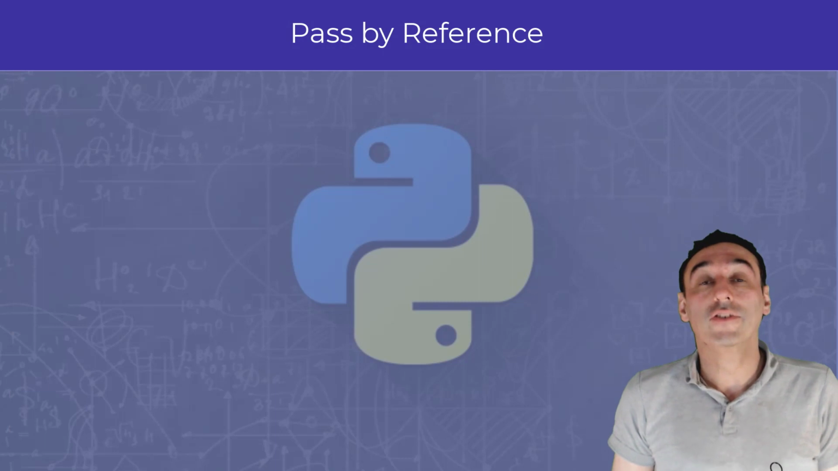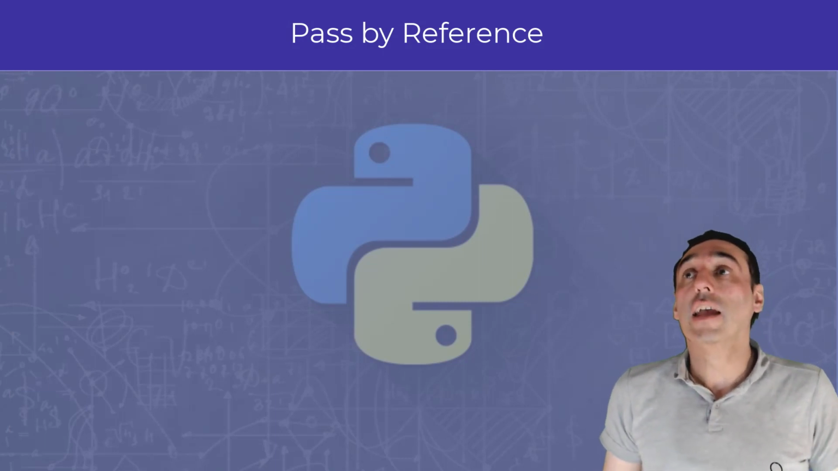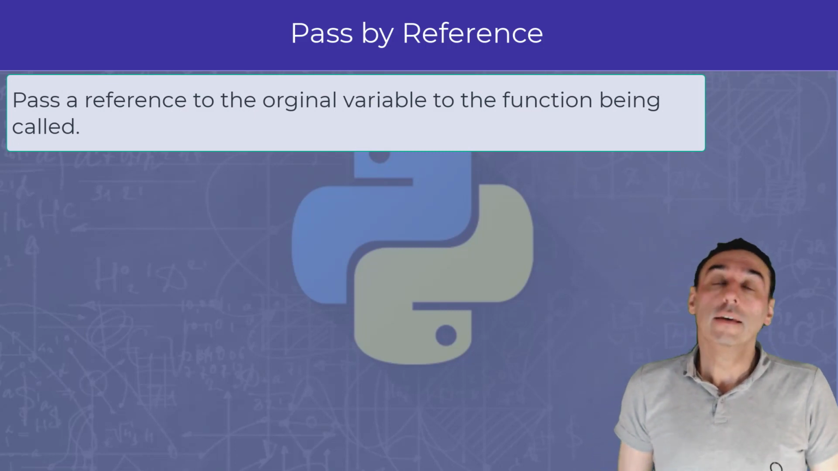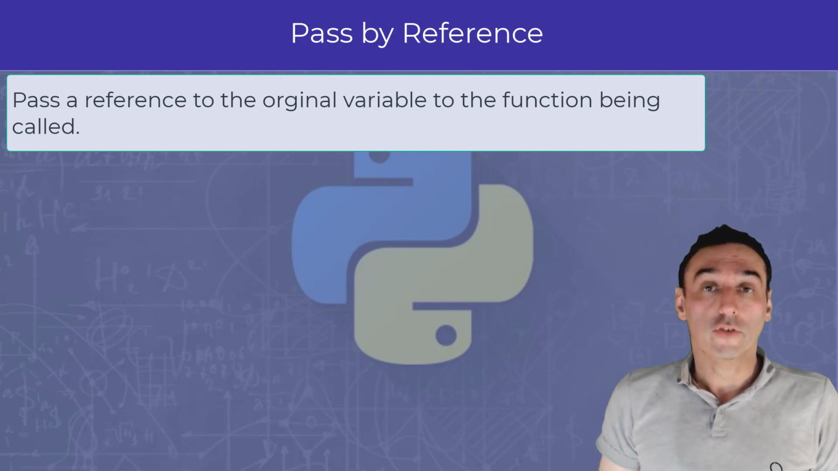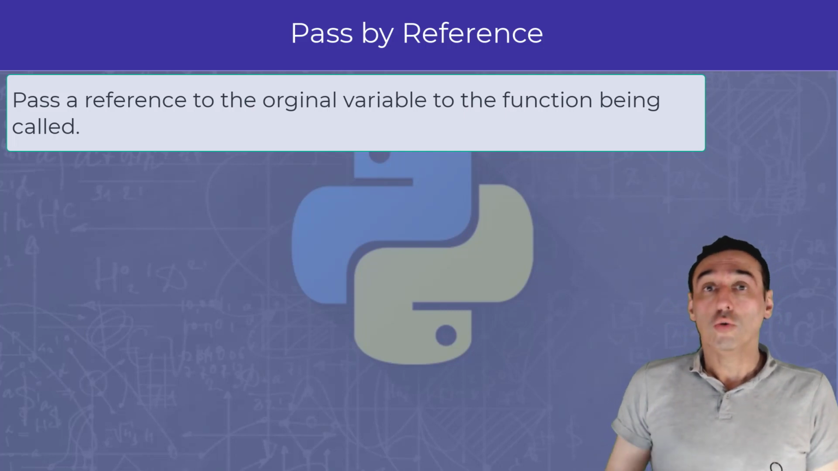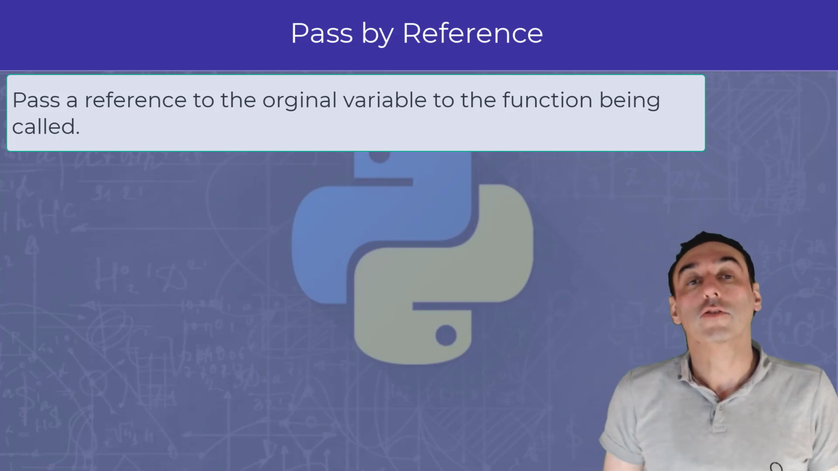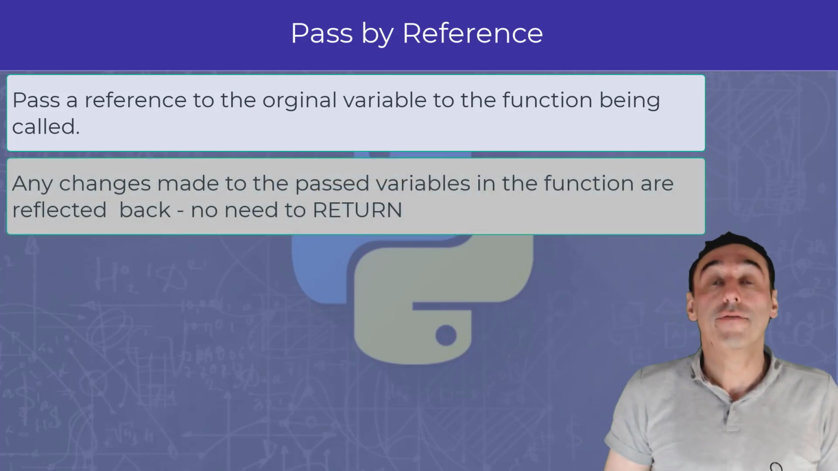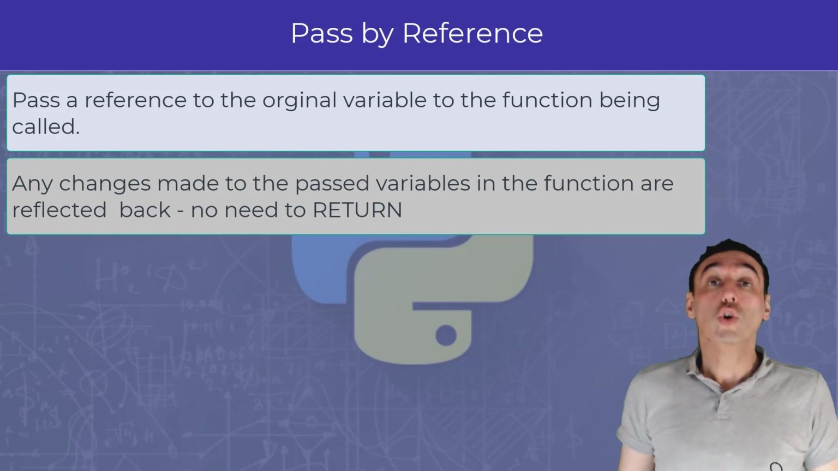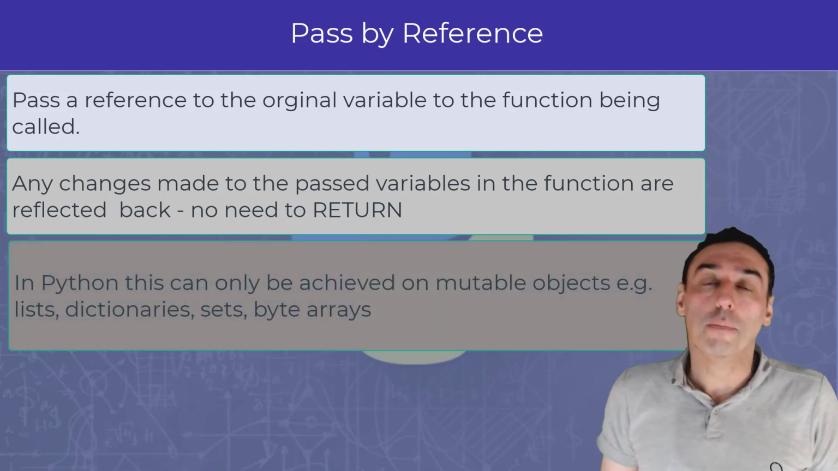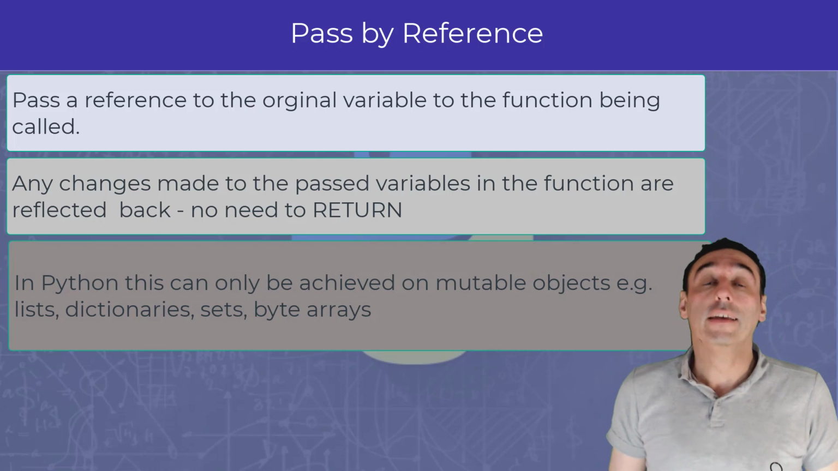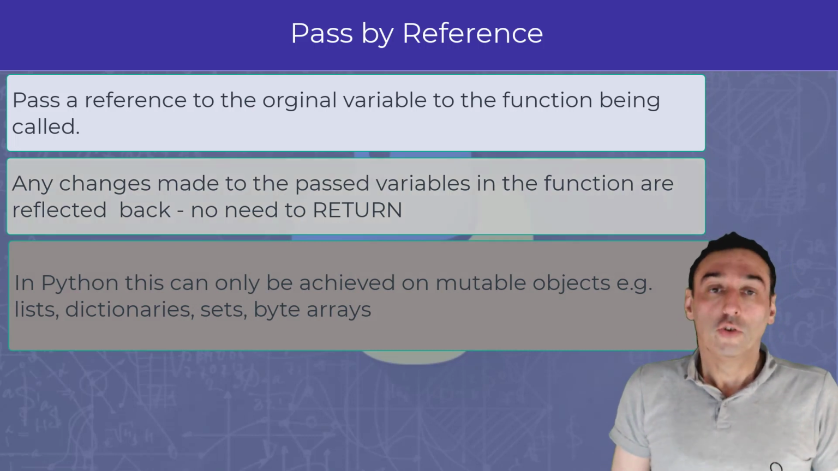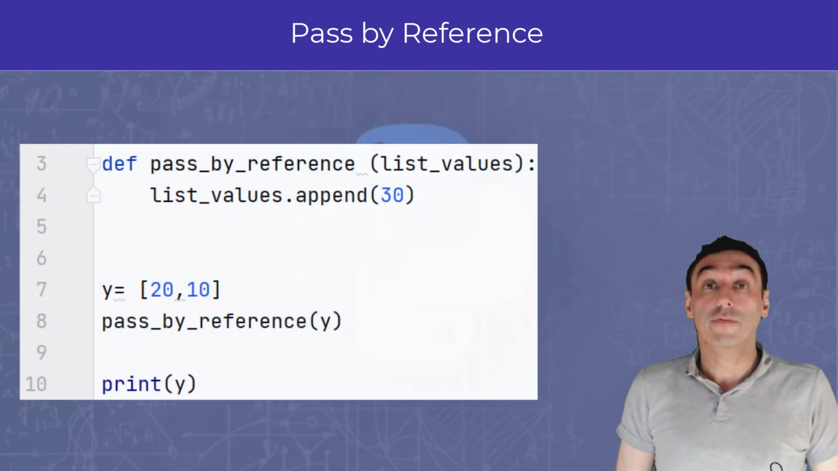So pass by reference is slightly different. Instead of sending a copy of the variable to the function you are calling, we are sending a reference to the variable that you are sending to the function. So any changes made to the variable within the function are automatically reflected back to the variable where it was called from. Now we can only do this in Python using mutable objects, that is lists, dictionaries, sets, and byte arrays. So to illustrate my point, let's look at the following program.